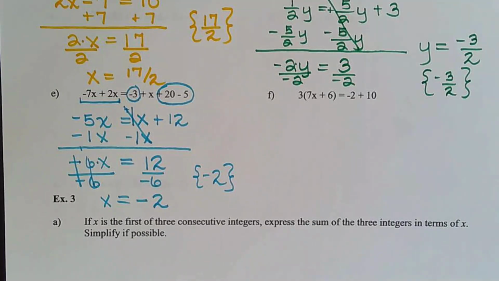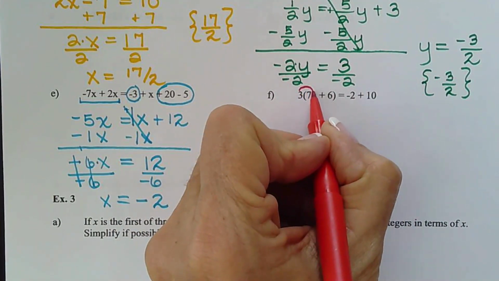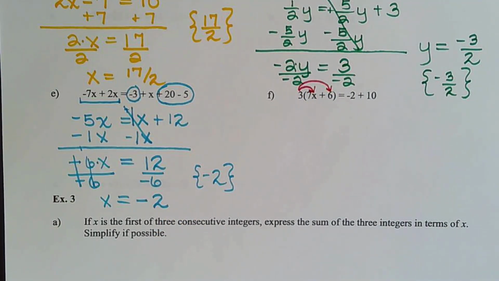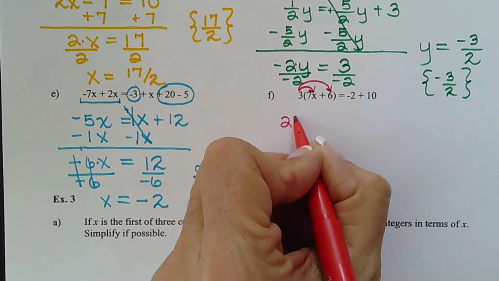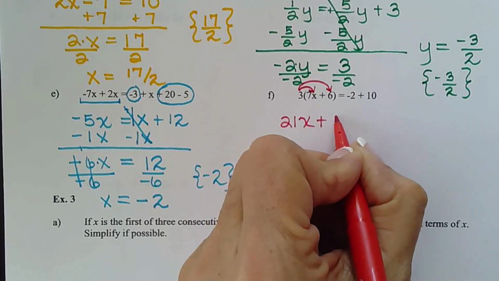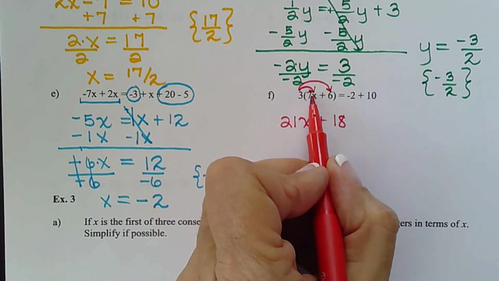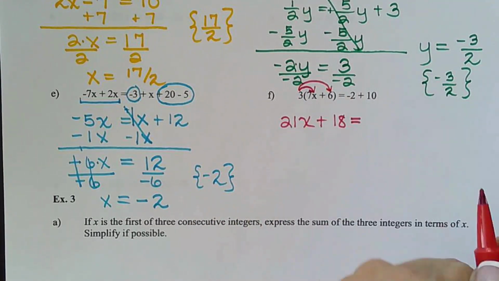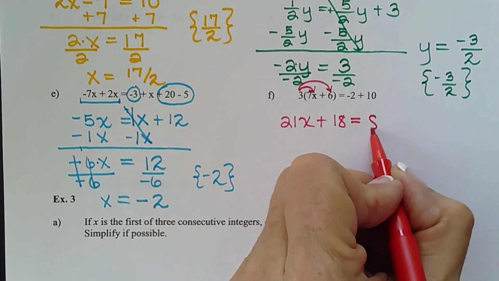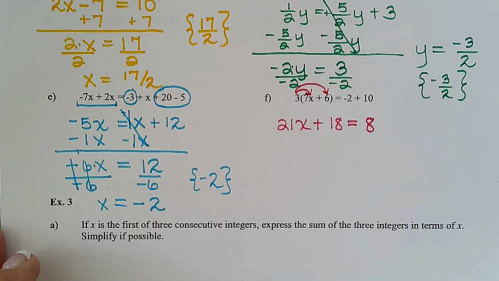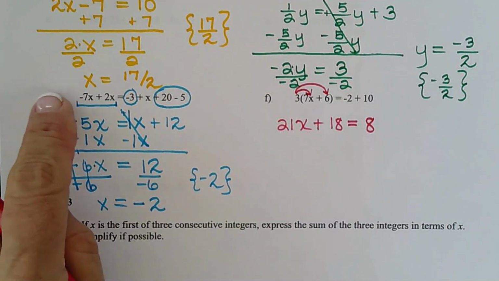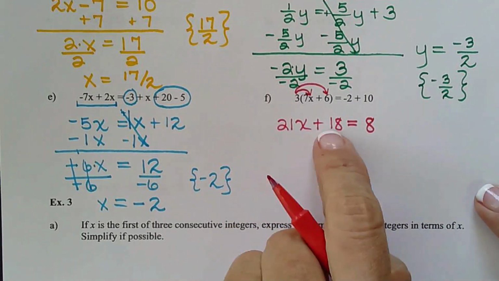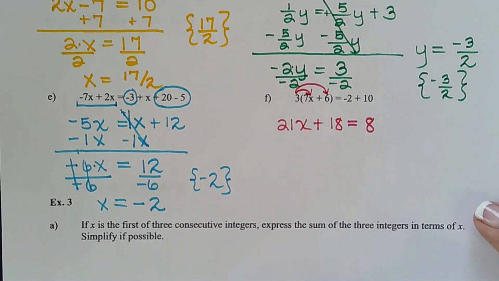Okay, so hopefully the first thing you did is distribute. So this would be 21x plus 18. So 3 times 7x, 21x, 3 times 6, 18, equals 10 minus 2, positive 8. So first thing is always distribute and combine like terms before you move anything. So there's no like terms here, so I'm ready to start moving.